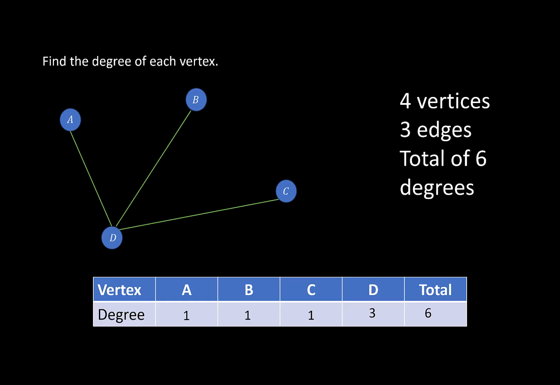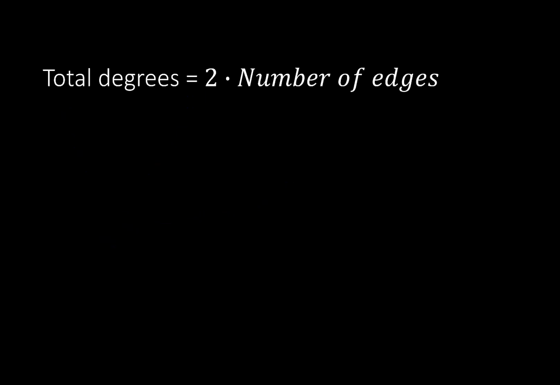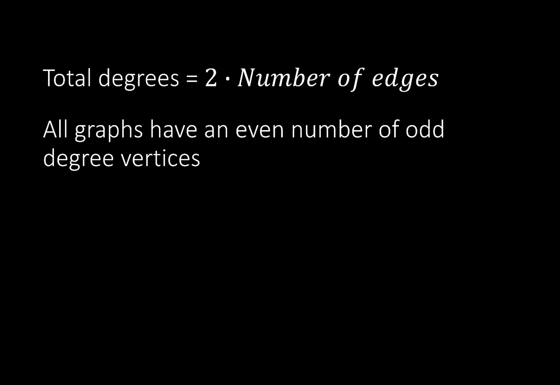And what I want you to see is there's a connection between the number of edges and the total degrees in the graph. The total degrees in a graph is always equal to twice the number of edges. Because of that, all graphs are going to have an even number of odd degree vertices.